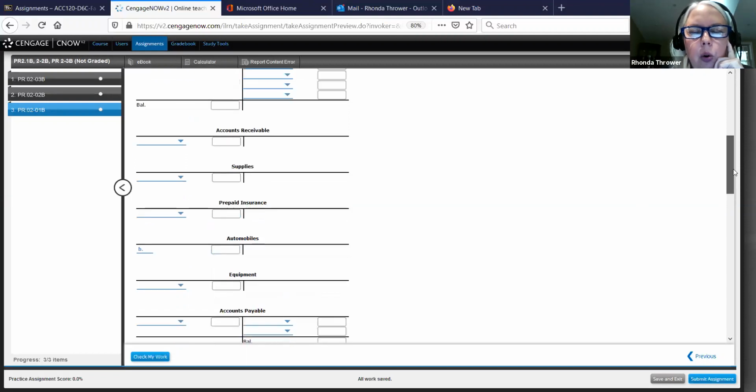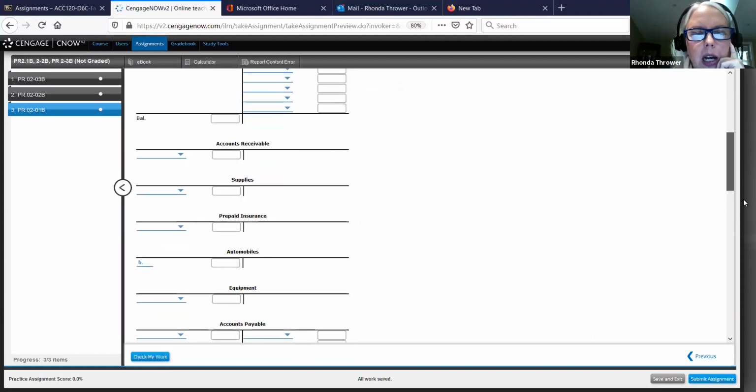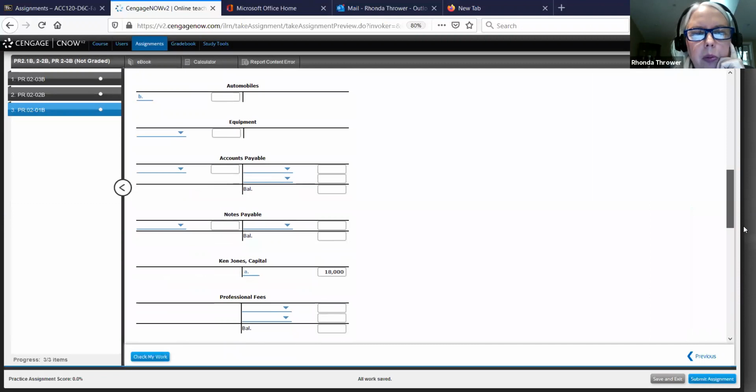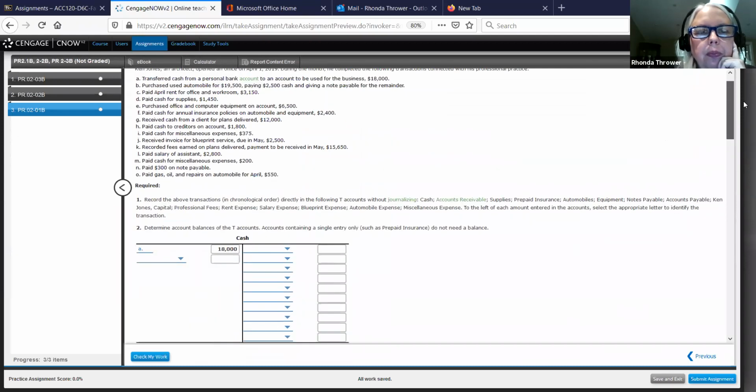You always record your asset accounts at what they cost you. This automobile cost us $19,500. So my automobile will be debited for the purchase price of this asset, which was $19,500. Now notice in this B transaction, it says that we paid $2,500 in cash, and this is really a down payment toward that automobile.